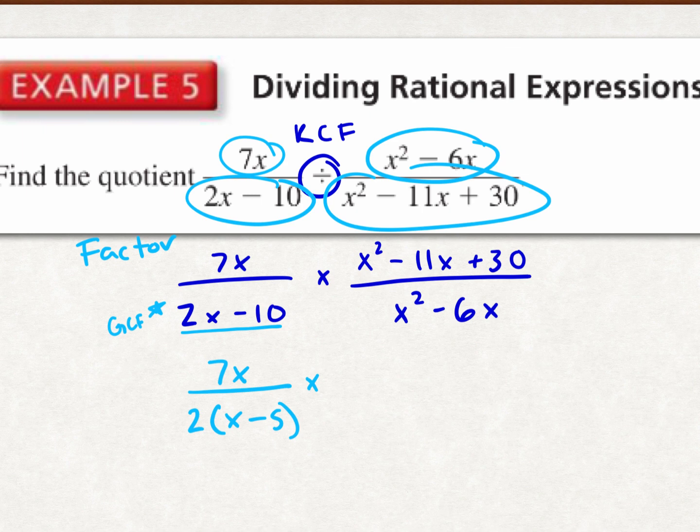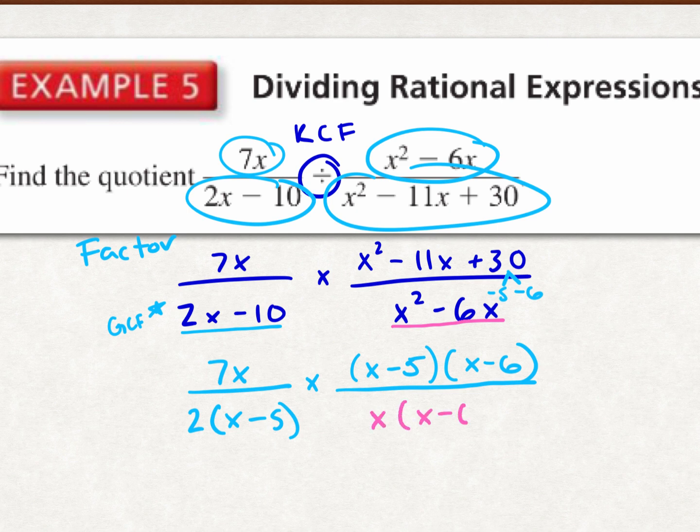So then times, how could I factor the numerator here? Find what our two factors of 30 are that add to negative 11. Negative 5 and negative 6, awesome. So this is going to factor into what? X minus 5 and x minus 6, perfect. And then in the bottom, how can I factor this? So take out the GCF, which is what? X. So x times x minus 6.